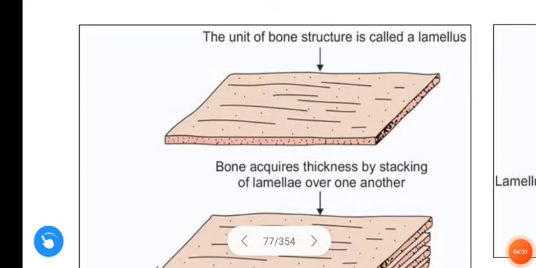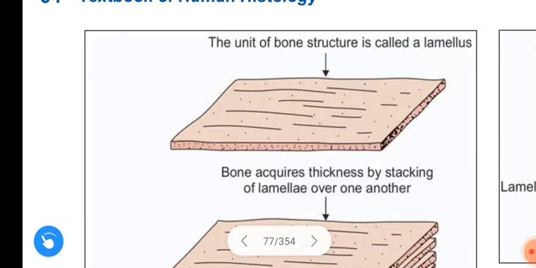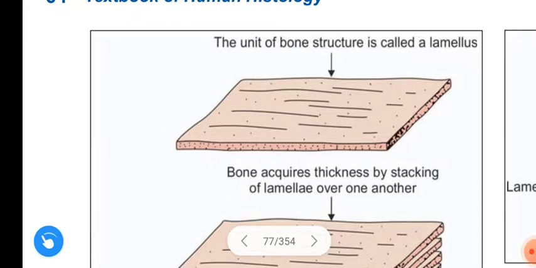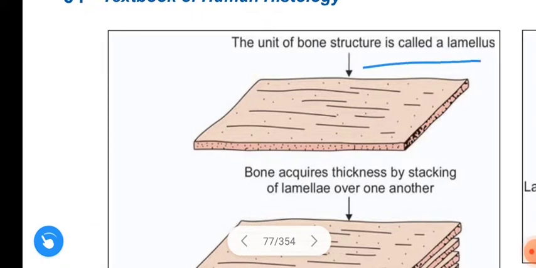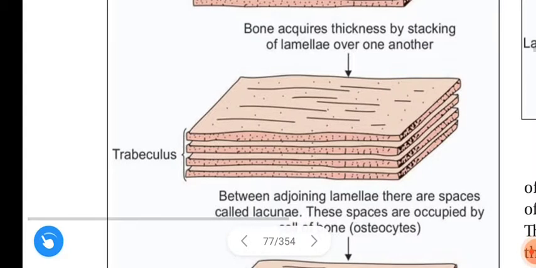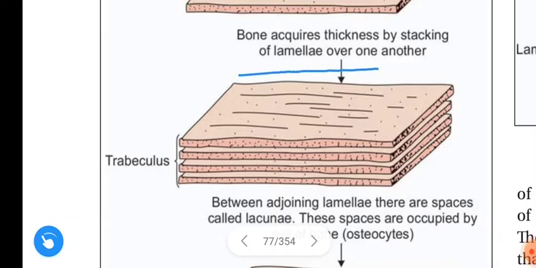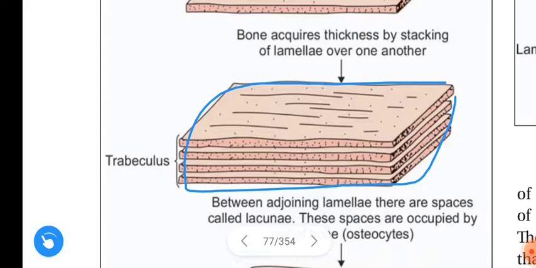See this figure, guys. This is the thin plate of structure and we call this a lamellus. The unit of bone structure is called a lamellus. Next, we call this the trabeculus. Bone acquires thickness by stacking of lamellae over one another. These are the lamellae. The stacking of the lamellae over one another gives the thickness of the bone. This one we call the trabeculus.